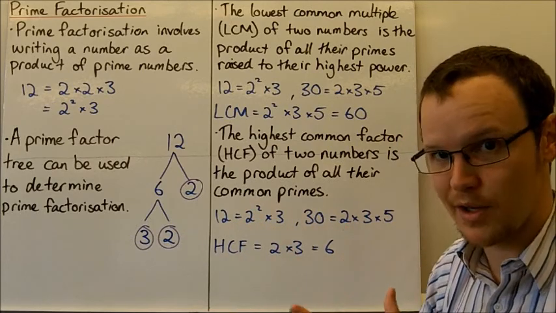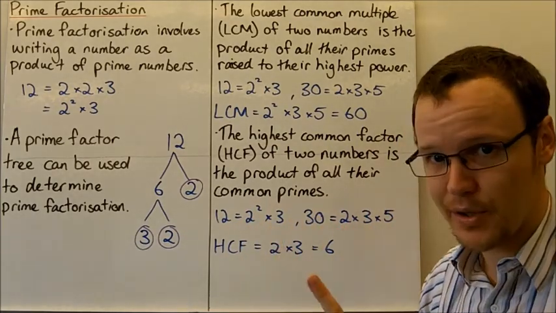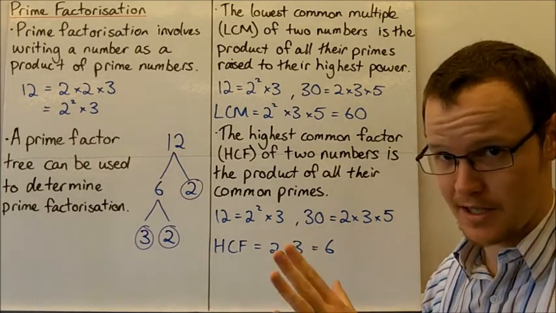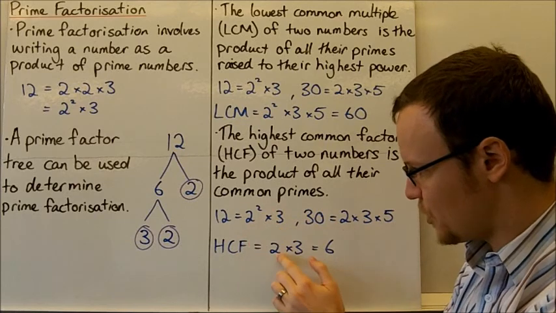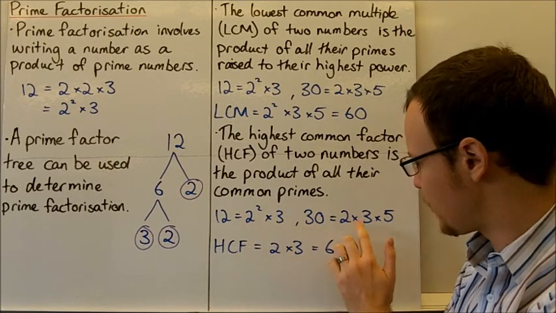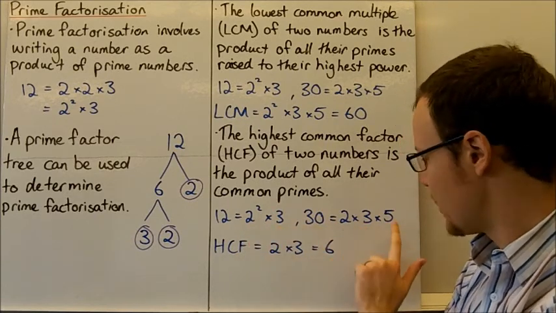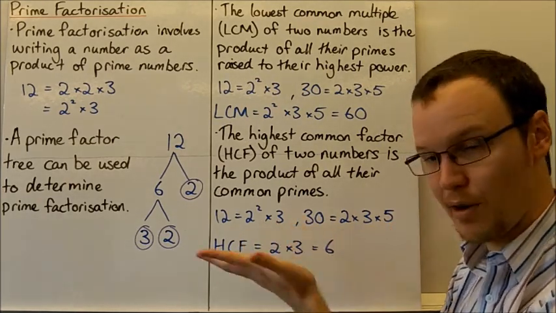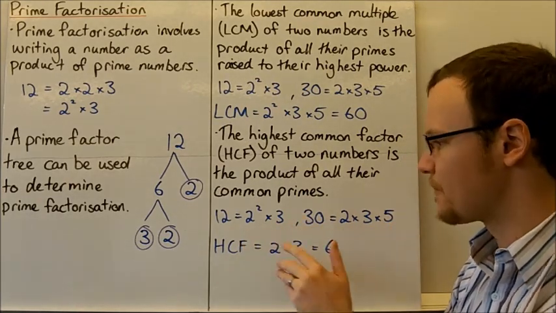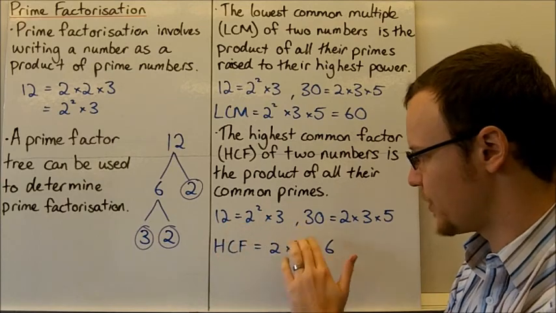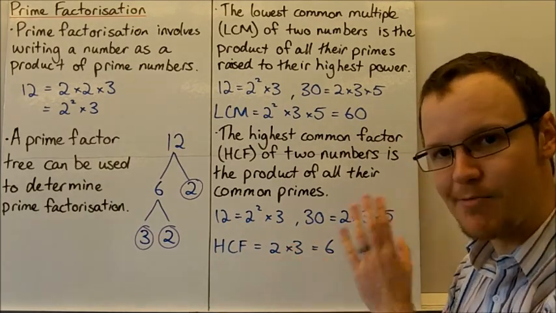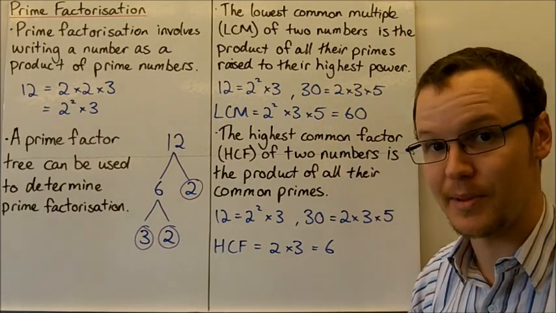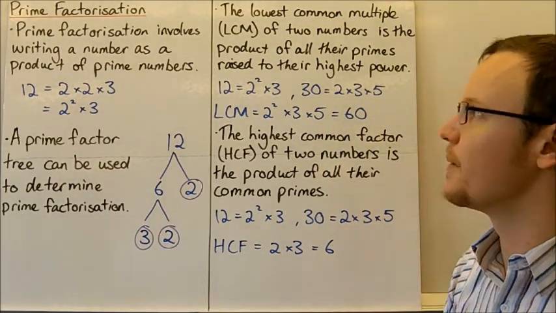This one's only got 1 2. So there's only 1 2 that's in common. 2 squared isn't common to both of them, just the 1 2. So we've got 1 2 is common, and the 3 there is common as well. The 5 isn't common because the 12 doesn't have a multiply by 5. So the highest common factor of 12 and 30 is just 2 times 3, and that's 6. You can see it's a very easy way to determine the lowest common multiple and highest common factor of two numbers.